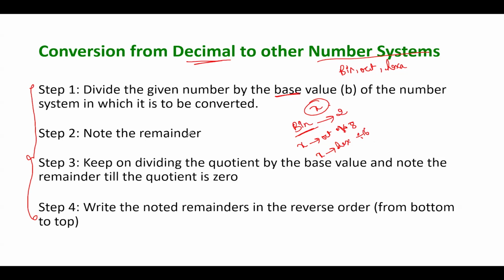Once we do the division, at each step we have to note down the remainder. Then keep on dividing the quotient. Remember, we keep dividing the quotient by the base value and noting the remainder until the quotient is 0. Then we write the noted remainders in the reverse order. This is the basic step to convert a decimal number to any other number system. So let us see one by one.